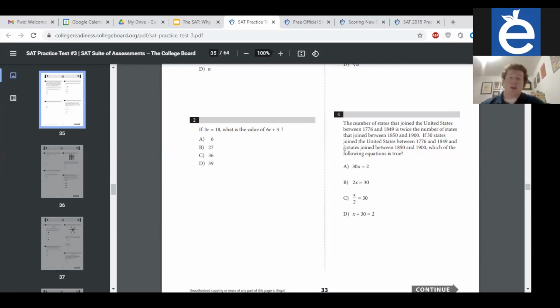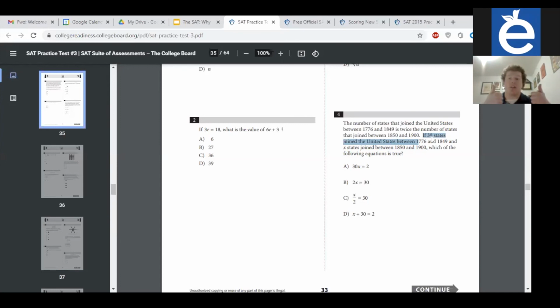We start with our variables, right? 30 states joined the United States between this time period, 1776 and 1849. X states joined between 1850 and 1900. The numbers and all the trivia they're throwing in here about years, states, etc., is not important. What we need is just to keep in mind the categories that we're thinking of. The categories are 1776 to 1849 and 1850 to 1900. Or pardon me, 30 and X.